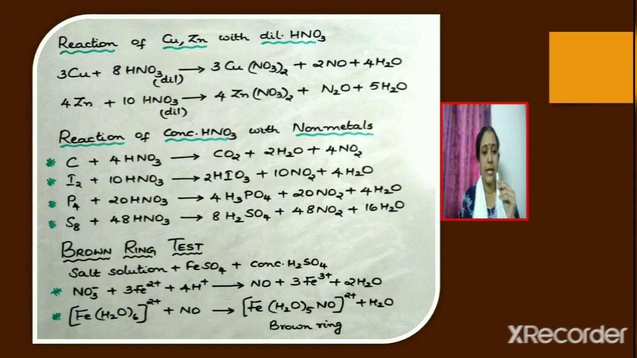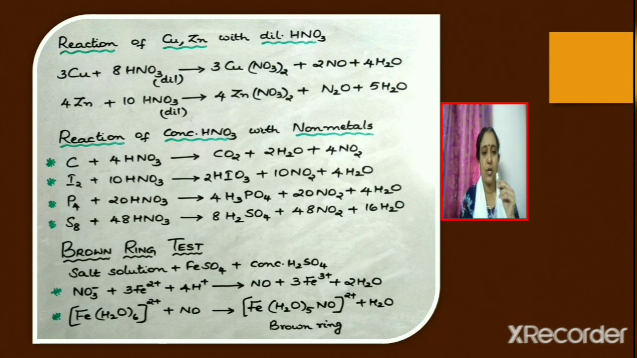Copper reacts with dilute nitric acid to give cupric nitrate, nitric oxide and water, whereas zinc reacts with nitric acid to give zinc nitrate, nitrous oxide and water. Note that there is a difference in the oxide of nitrogen formed. Copper gives nitric oxide whereas zinc gives nitrous oxide.